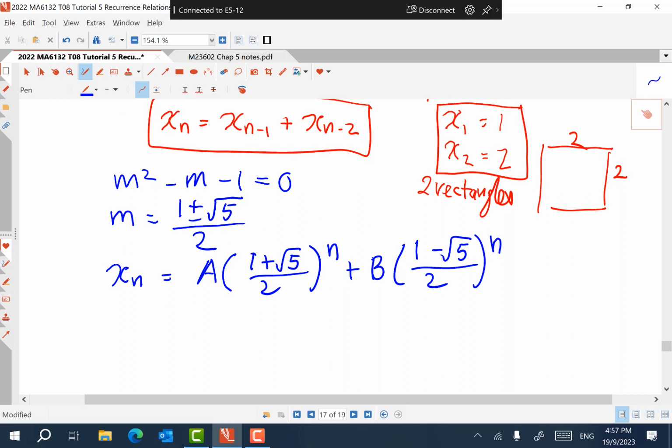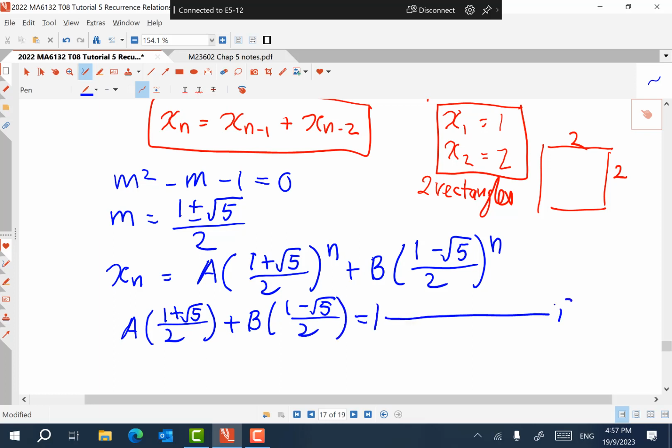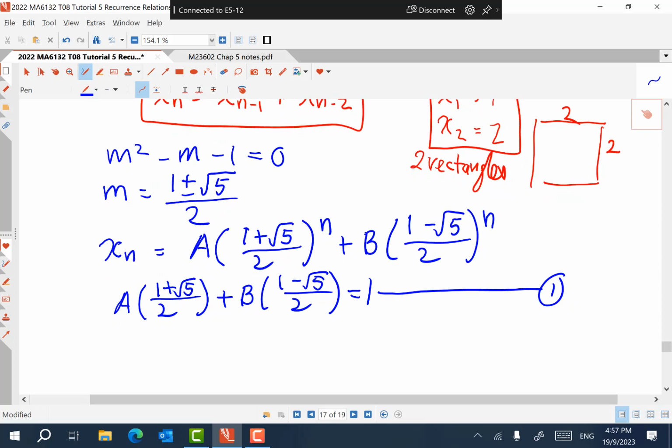After this, you have to form simultaneous equations. The first simultaneous equation is this. And then you can form the second simultaneous equation.